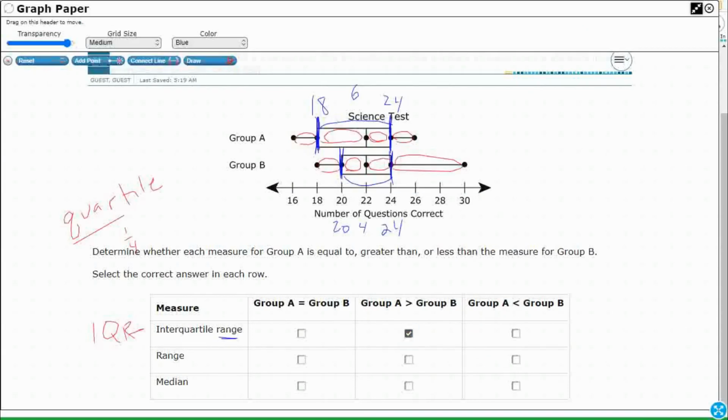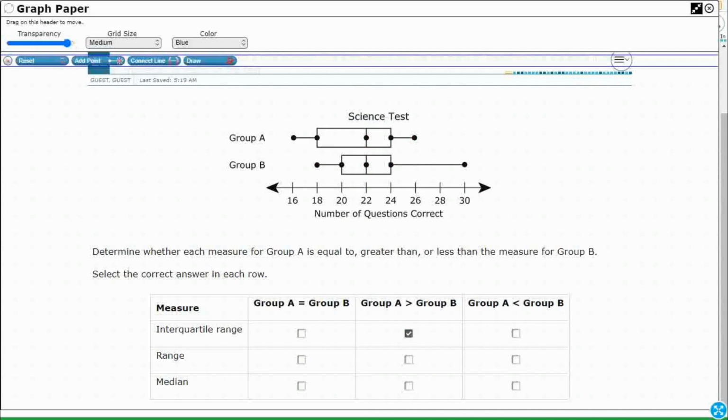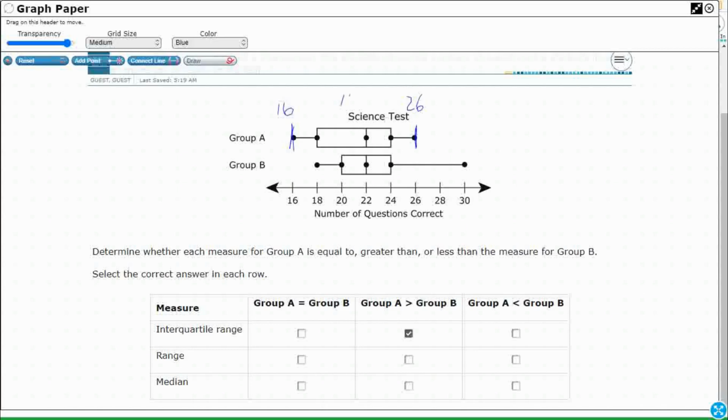Let's go ahead and reset this. I've drawn all over it. The range is now looking at the dots on either side, so the extended range, from here to here. Now we are going to have to subtract these two because they don't start and stop at the same point. So we've got 26 and 16. The difference here is 10, right? So that's a spread of 10. Now we've got group B here. We've got 30 to 18. That's a spread of 12.